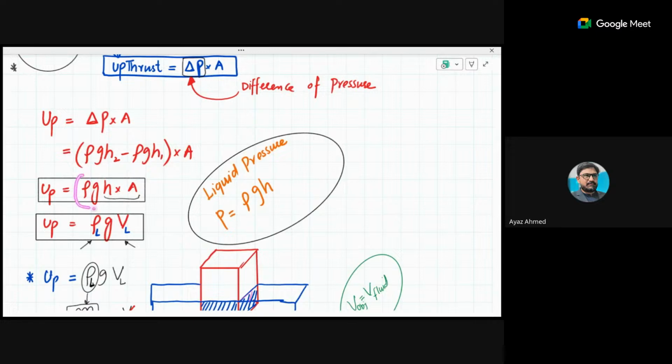what was the difference of the pressure? Rho g h, am I right? And rho g h into A. So what is rho g h into A? Isn't it the volume of the object? Yes, sir. So the volume of the object is this one.